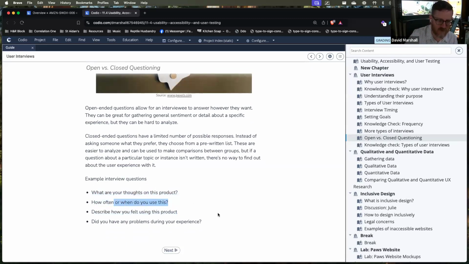What are your thoughts? How often? Describe how you felt. These are more open-ended questions, right? The closed-ended questions, again, are more of, were you able to do this? If you weren't able to do this, why not? And that's still a little more open-ended, but it's a follow-up to a closed-ended question.